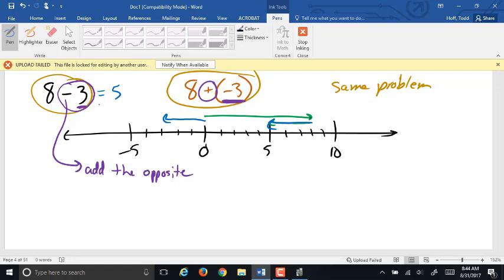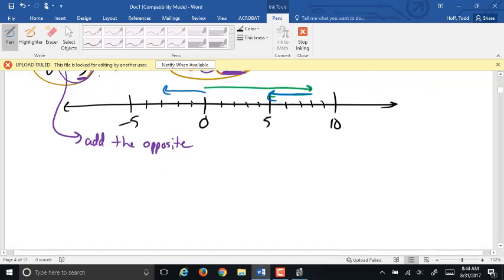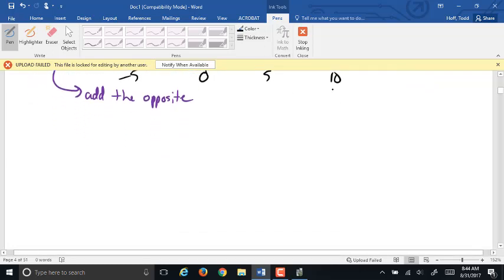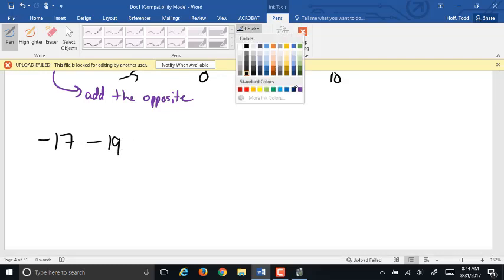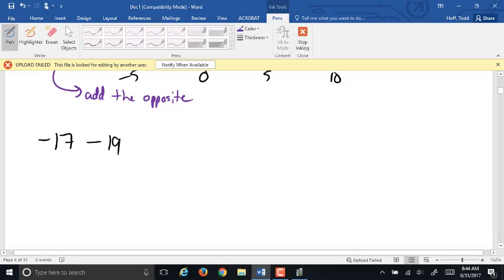Something like 8 minus 3, since those are both positive numbers, I would just do 8 minus 3. We know how to subtract positive numbers. But when one or both of them is negative, it's usually easier to put it into addition like that. For example, if I have a negative 17 minus 19, doing it just as it's written would be tricky for most people. But we can change that.